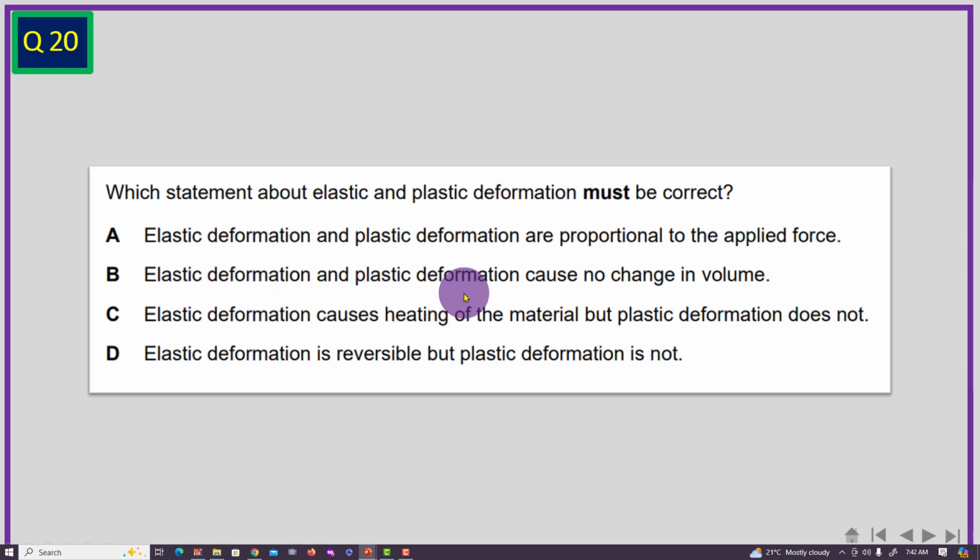Elastic deformation and plastic deformation causes no change in volume. This is true. Elastic deformation causes heating of the material, but plastic deformation does not. Both of them cause heating of the material. Elastic deformation is reversible, but plastic deformation is not. This is true. D is true, and that is why D is the correct answer.